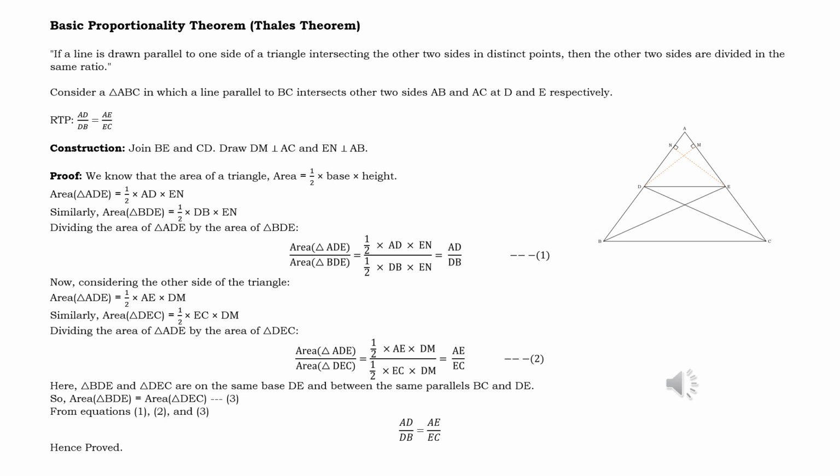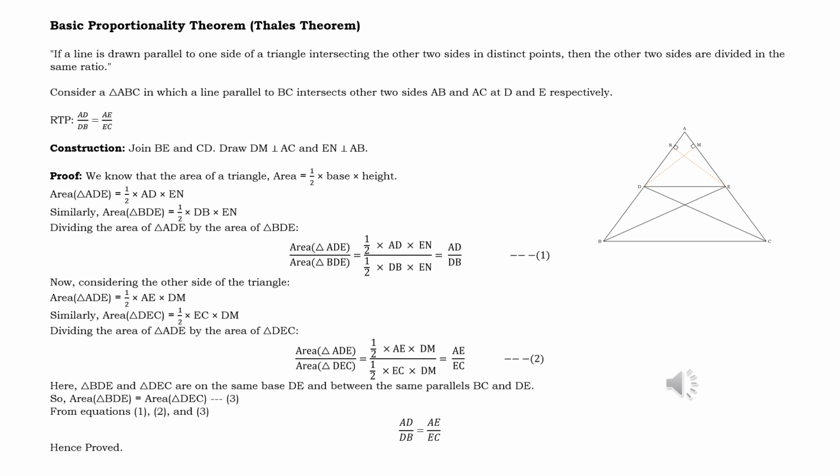Next, we look at the triangle ADE again, and this time, the triangle DEC. These two triangles share the height represented by the perpendicular line from D to AC. Similarly, the ratio of the area of triangle ADE to the area of triangle DEC is equal to the ratio of their bases, AE to EC.